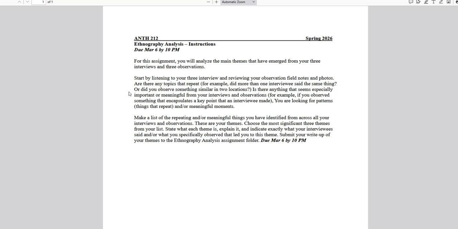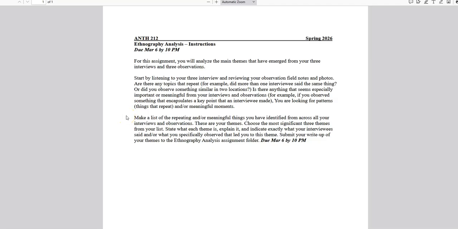Another thing to look for, is there anything that seems especially important or meaningful from your interviews and observations? So, for example, if you were watching and you observed something that seemed to encapsulate a key point that one of your or more than one of your interviewees made, okay? So in other words, what you're looking for is patterns, things that repeat, or meaningful moments, right? Things that seem significant. So those are the 2 kinds of things that I'm hoping that you'll be able to identify, patterns and meaningful moments, all right?